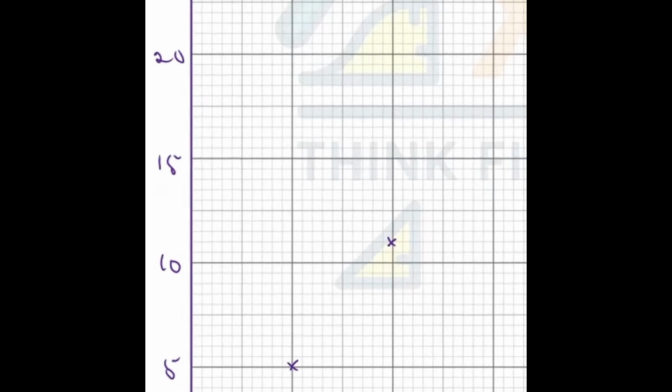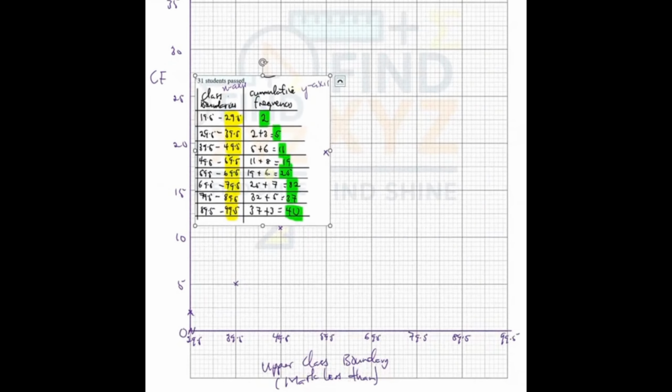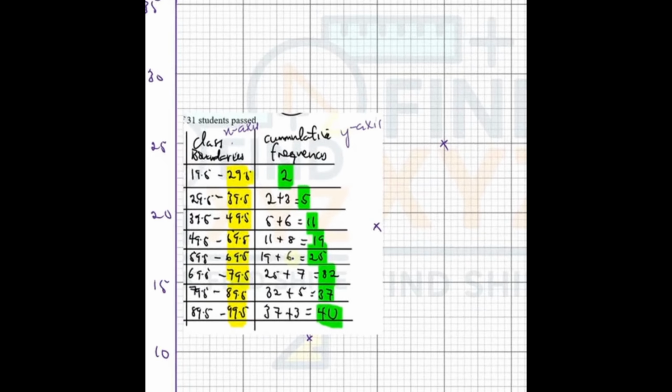We can start from 20 and count 1 unit down. That is faster. So 19.5 and then 19. So this will be 19. Then 69.5, what is its corresponding cumulative frequency? That is 25. So 69.5 matches with 25. That is exactly corresponding to that. Then 79.5 corresponds to 32. So this is 30.5, 31, 31.5, 32.